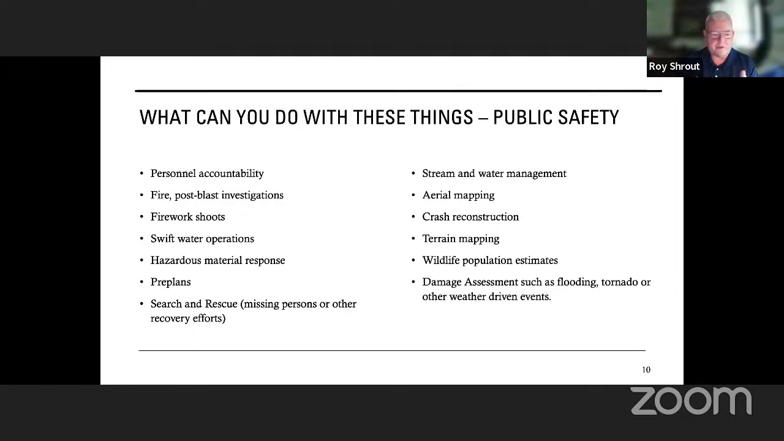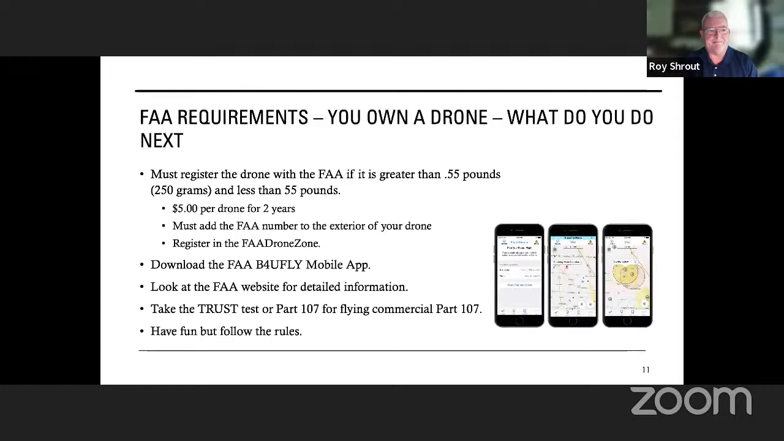Help with pre-planning of structures, search and rescue, both for missing persons or other recovery, stream and water management, aerial mapping, crash reconstruction. I know when I left, Fairfax County was getting ready to start doing crash reconstruction with drones. They can do the process much quicker because of the technology that the drones are capable of. Terrain mapping, wildlife population estimates. Animal control can go out there and assess where the deer populations are and things like that. And then again, one of the big claims to fame of drones is damage assessment, such as flooding, tornado, and other weather-driven events. And all of you have seen those on TV where they've flown the drones to see where the flooding is and the tornado damage, etc.